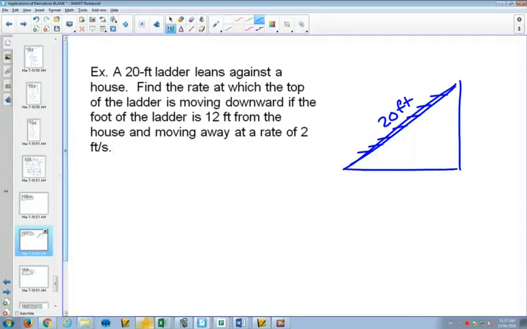We're going to assume our house is at a right angle. It's not a crazy leaning Tower of Pisa or anything. And we want to find the rate at which the ladder is moving down. So if I make this y and this x, what do we know? We want to find out what dy/dt is, which means y is a function of time.